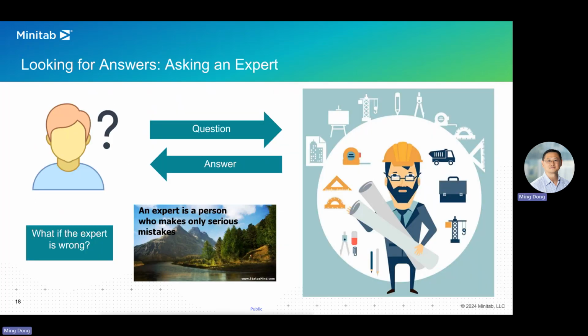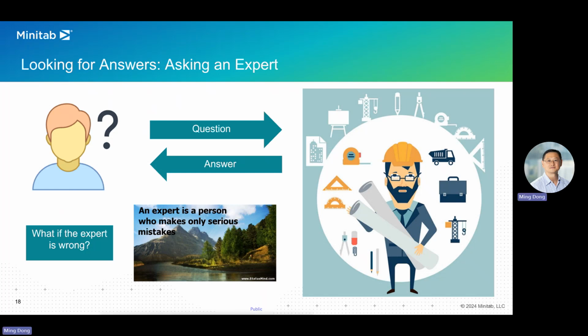So this is a typical question. If you have a problem, you may ask an expert, right? Expert A gives you an answer. But if you just follow one expert, he could be wrong, right? The expert could give you a wrong answer, which ends up in disaster. So we say an expert is a person who makes only serious mistakes. If the expert is wrong, you have a big problem.